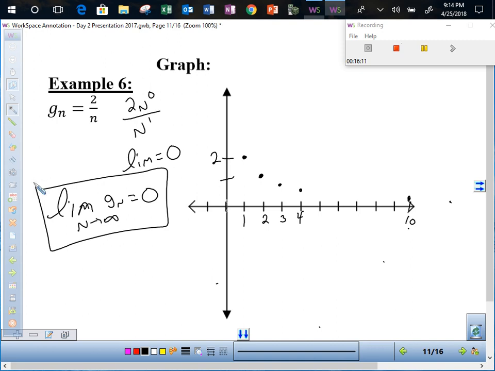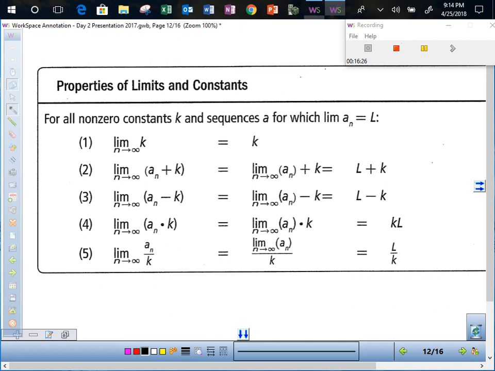Now, you should also have a note card in front of you. If not, make sure you ask us for that note card. But you should have a note card that has some information on there that I'm going to explain here real fast. This looks really, really complicated, but here's all it says. If you're trying to find the limit of some constant, which our book decides to call k instead of c, that is your answer.